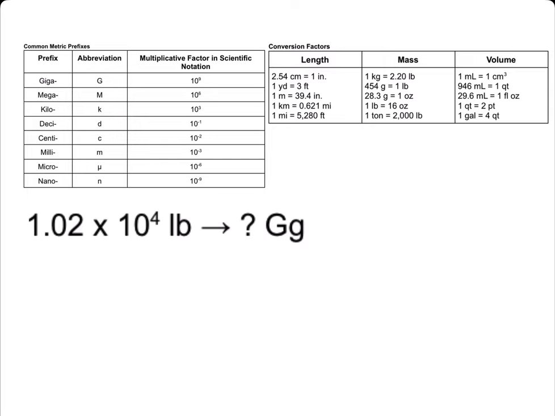I want to convert 1.02 times 10 to the 4th power pounds to gigagrams. Okay, before I even worry about numbers, I'm going to go ahead and give myself the setup. 1.02 times 10 to the 4th pounds. If pounds is in the numerator, then pounds has to be in the denominator. I take a look at my conversion factors, and I'm trying to go from pounds to gigagrams. I see that 1 pound is equal to 454 grams. So I'm going to use that. 454 grams is equal to 1 pound.